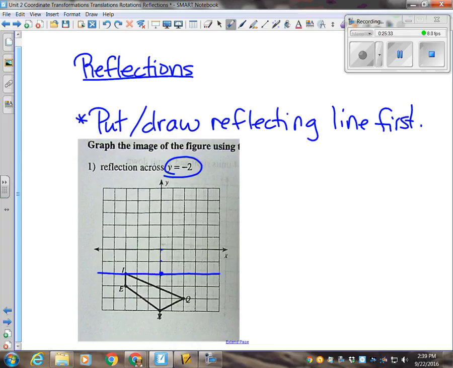All right? That means that I want to draw a figure on the other side of that line that is a reflection or a mirror image. So if I fold my paper across y equals -2, I would have a picture above it that matches the picture below it.